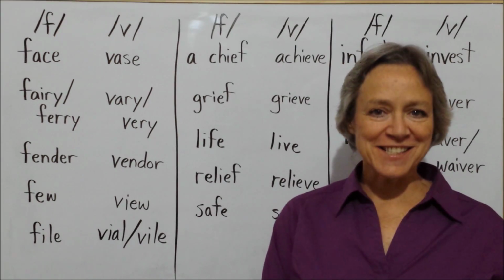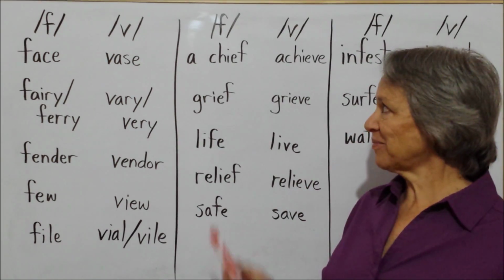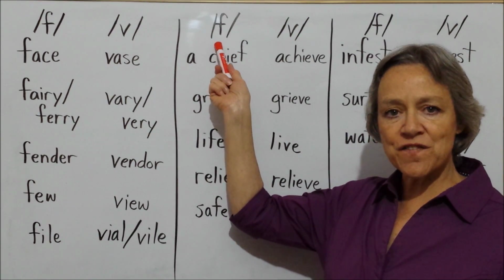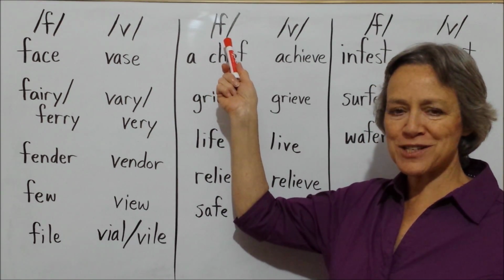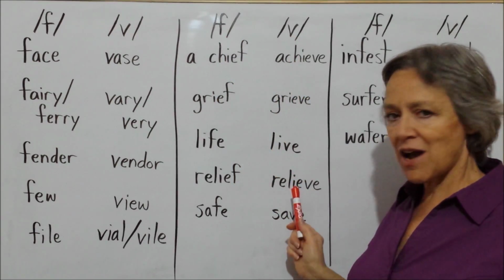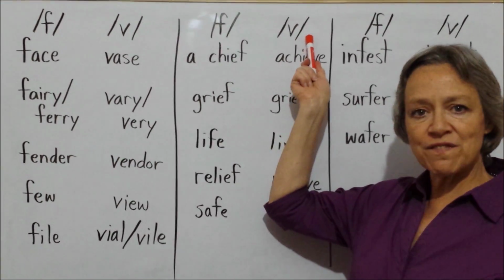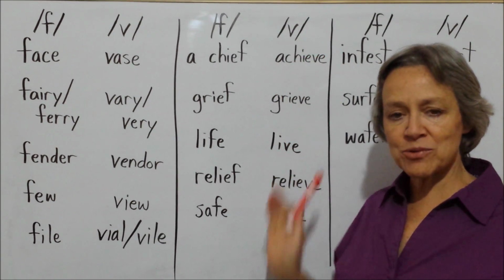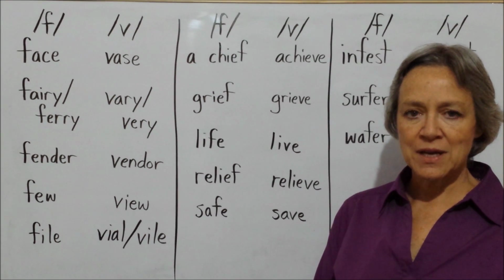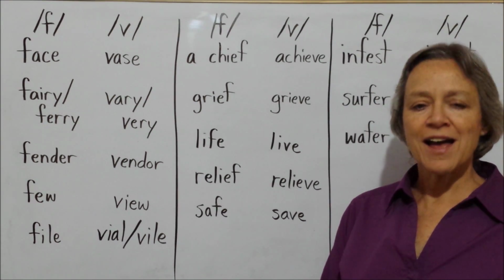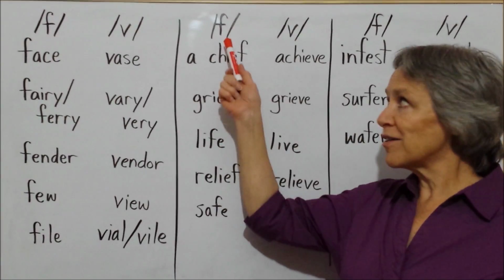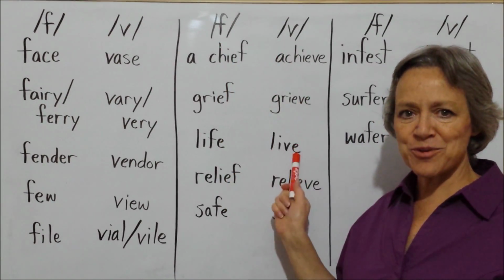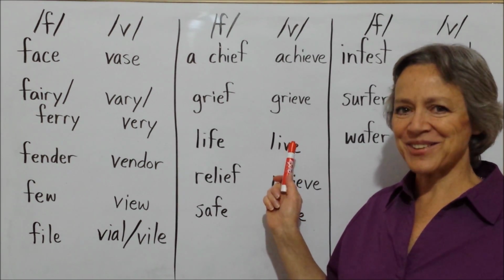All right. Let's move on to the next two columns. The idea here is the same. The words in this column have the f sound, the voiceless sound. The words in this column have the v sound, the voiced sound. The other sounds in the words are the same. So please practice saying these with me, and please be sure to make an f sound here and a v sound here. All right? Okay.